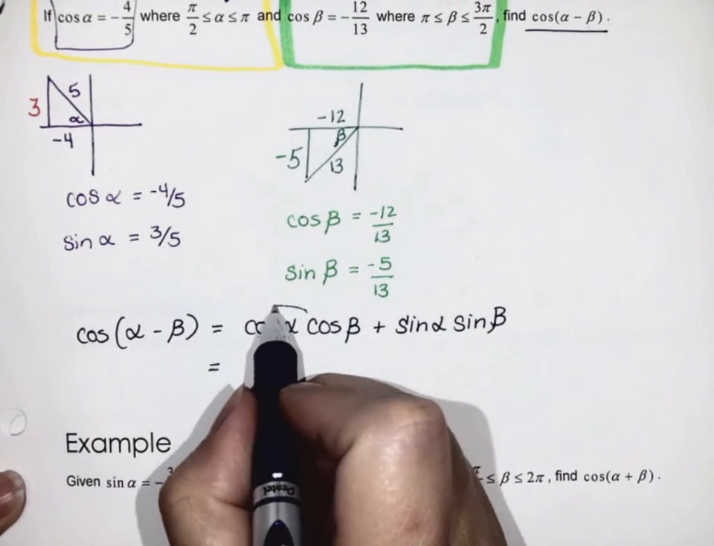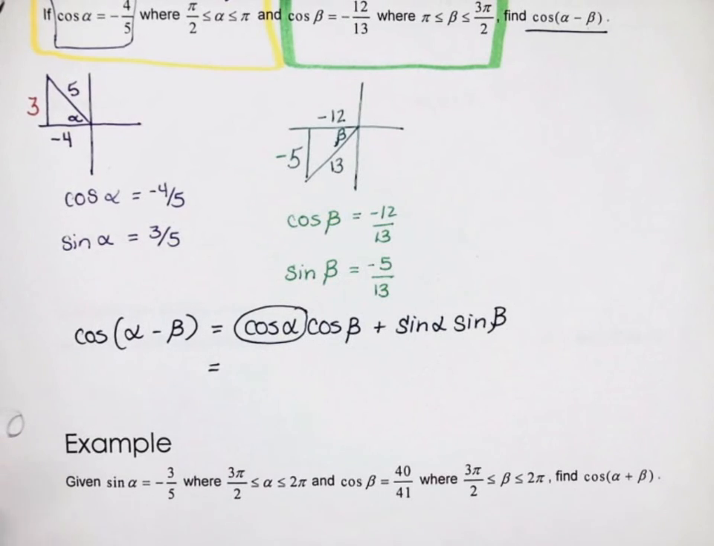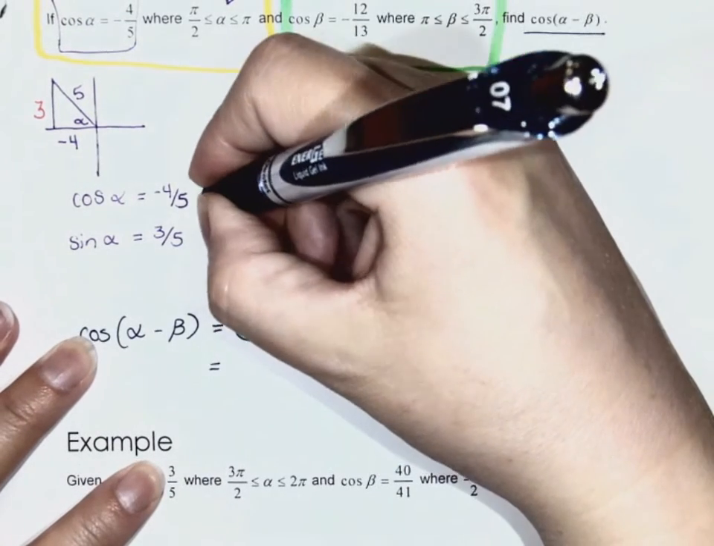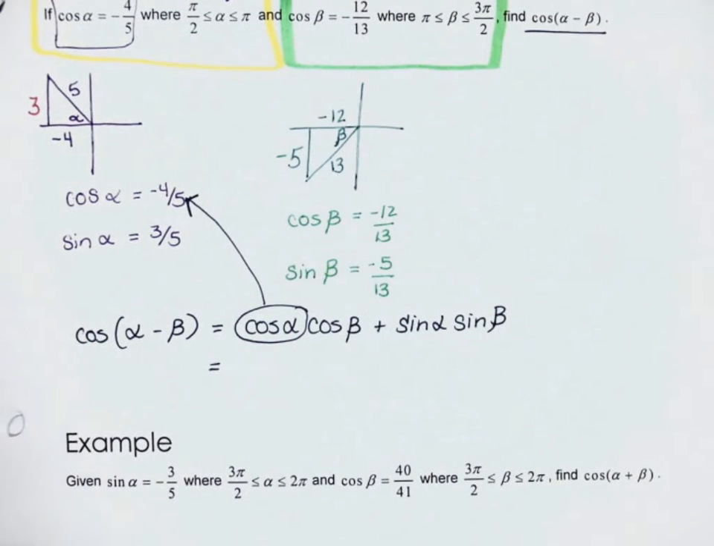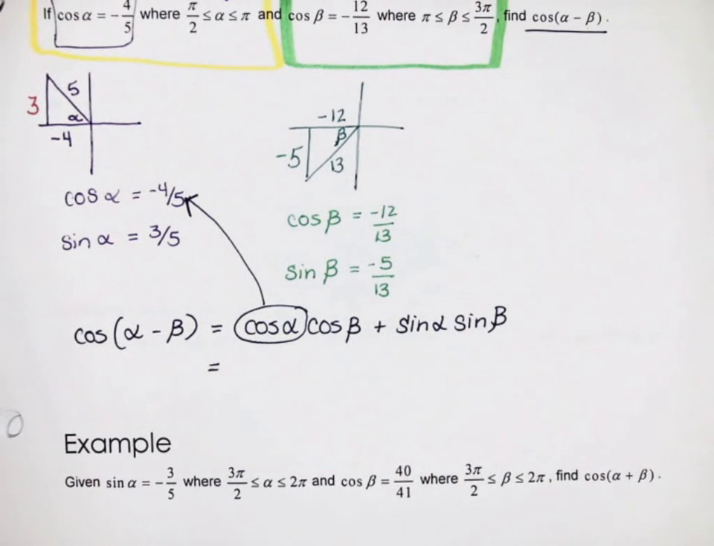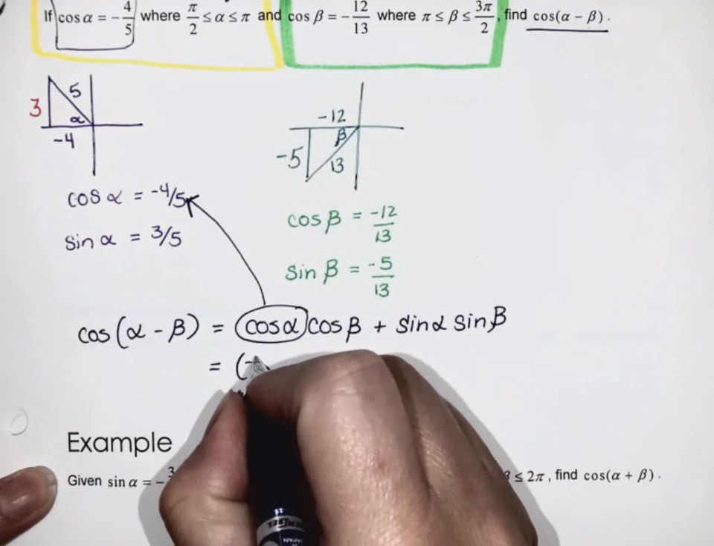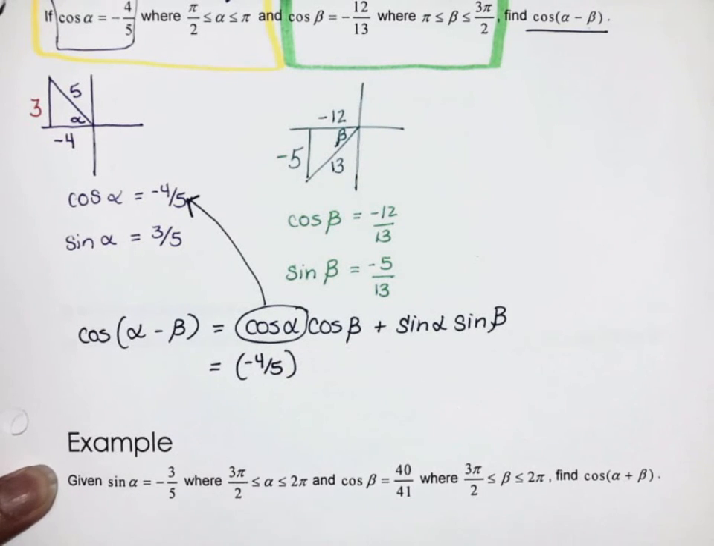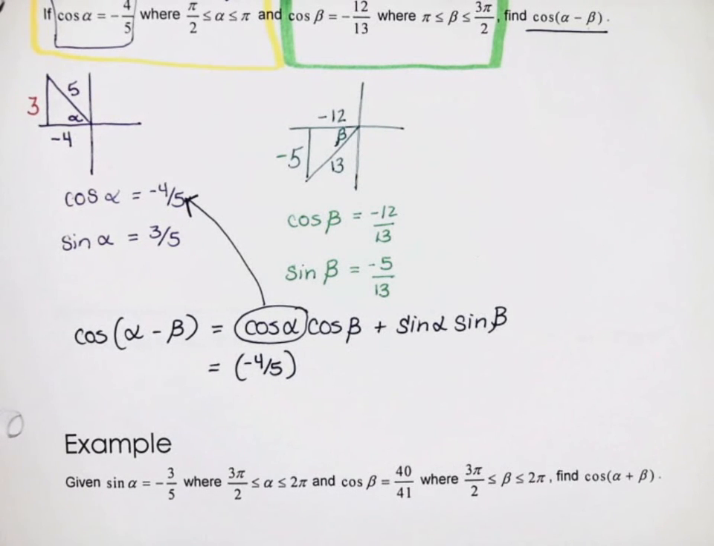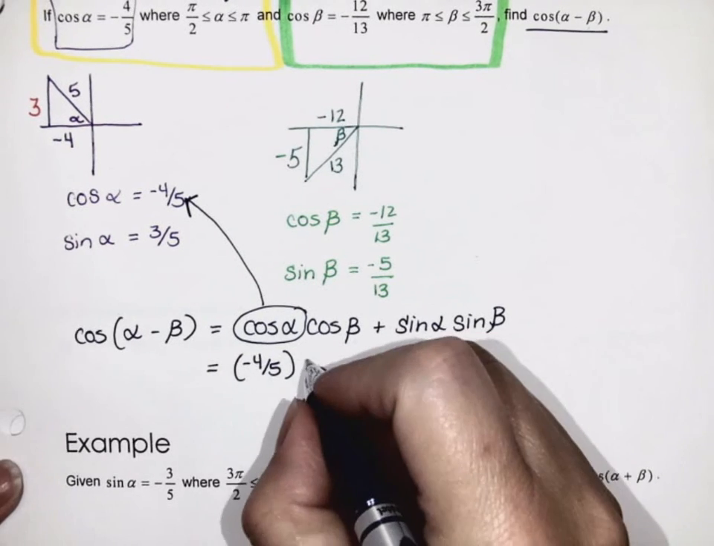Because I know what cos alpha evaluates to. What does it evaluate to? Negative 4 over 5. Negative 4 over 5 is not the angle. It is what cos of the angle is. So that's going to get replaced with negative 4 over 5. So it's not really important to know the angle in this particular question because I know what cos of alpha is. What's cos beta?